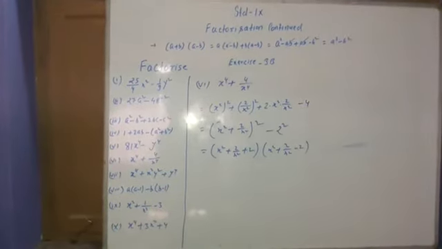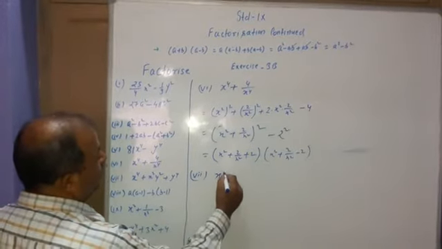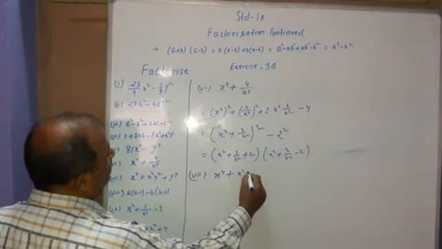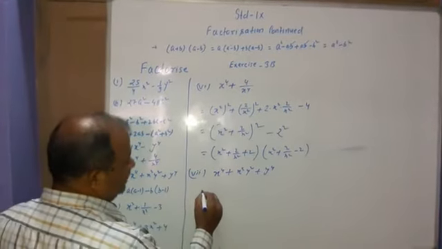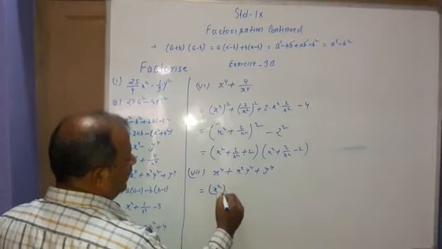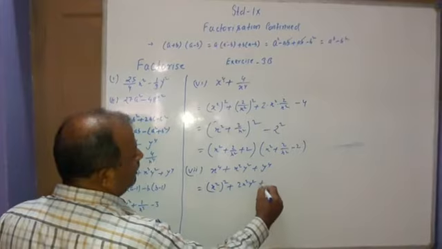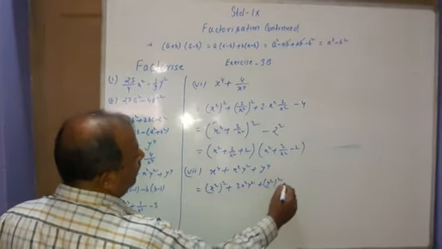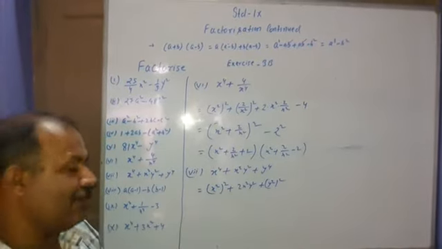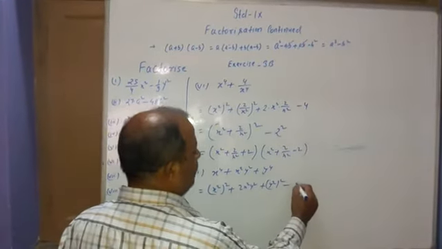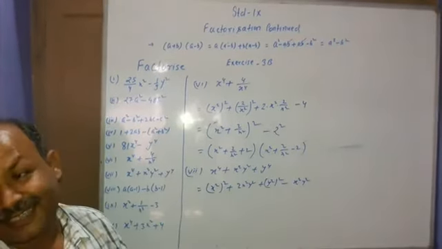Now we come to the next problem, 7: x to the power 4, x square y square and y to the power 4. We may write a square of x square, 2x square y square and a square of y square. Here it is only x square y square, but we have written 2x square y square, and therefore we have to subtract x square y square. 2 minus 1 leaves 1.